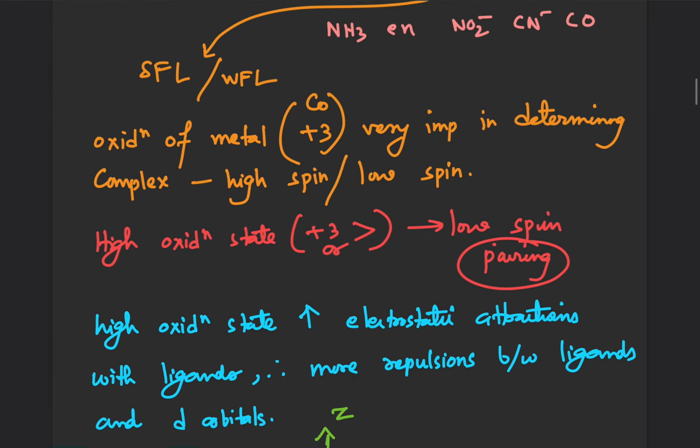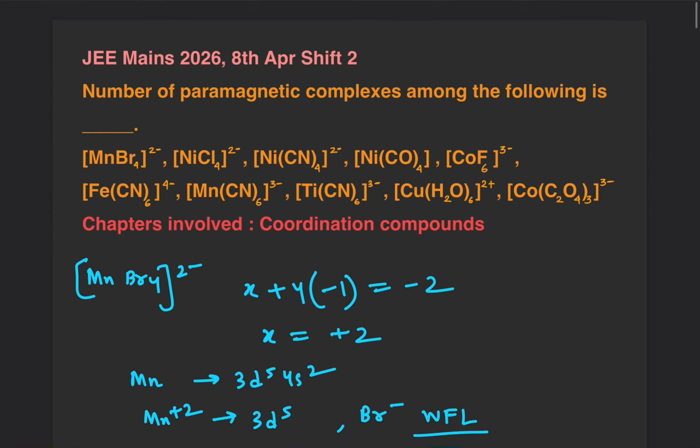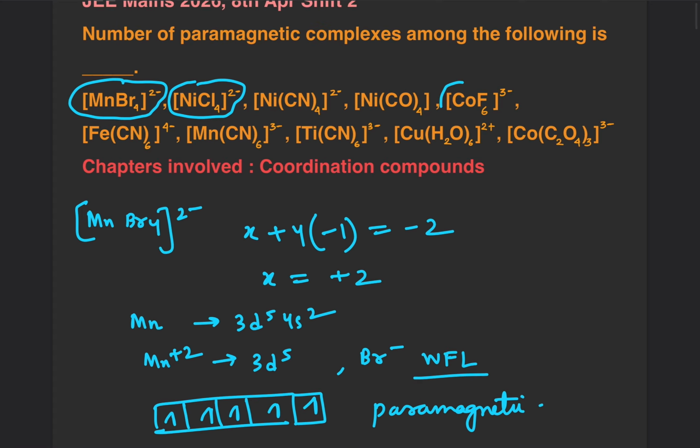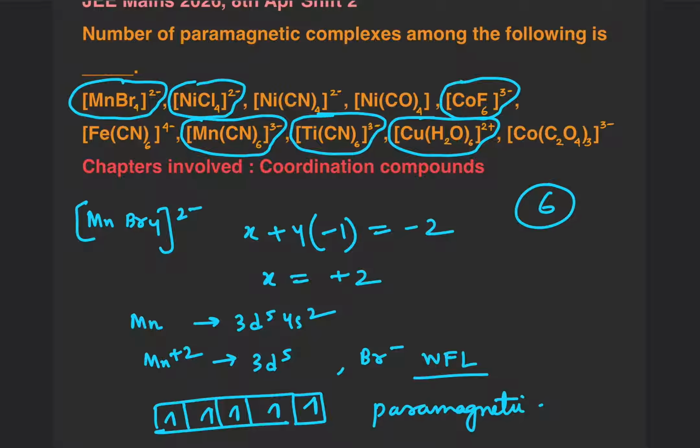Okay, so therefore the total number of paramagnetic complexes are, so I will circle them. First we have MnBr4 2 minus, that is this one. Then we have NiCl4 2 minus, this one. Then we have CoF6 3 minus, that is this one. Then we have Mn(CN)6 3 minus, this one. And then we have Ti(CN)6 3 minus, this one. And ultimately Cu(H2O)6 2 plus, this one. So there are total 1 2 3 4 5 6. So the answer is going to be 6 in total. Okay, thank you.